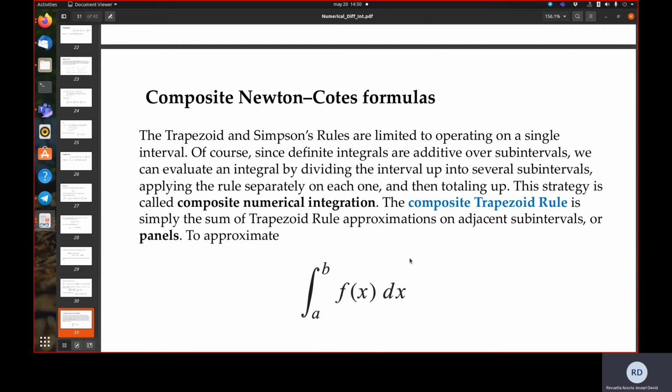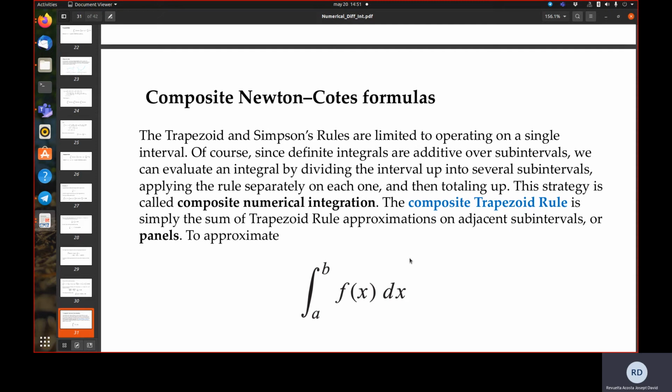Once again, the limitation of the trapezoid and Simpsons rules is that they are limited to operate on one single interval. So that sucks, right? Because we want to use it for more complicated shapes or more complicated functions. However, we have the advantage that the definite integrals are additive over subintervals. So we can evaluate an integral by dividing the big interval, which we have already defined as A and B, into several subintervals.